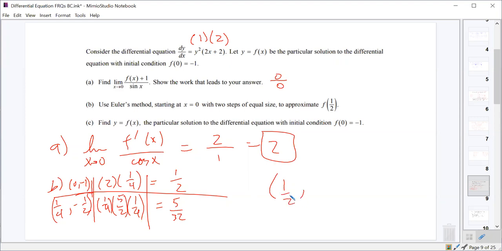And I don't know, what is that? Negative 11/32. Good? Everybody go with part B? And then part C, solve the differential equation.